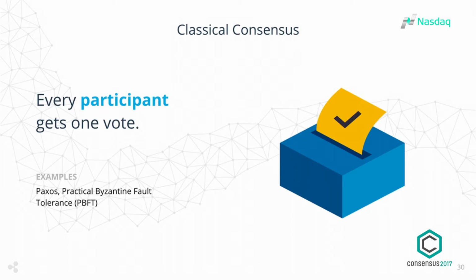Paxos was published in 1989. This is a paper by Leslie Lamport that describes a form of agreement that is very reliable to certain guarantees. And there have been many, many other papers building on top of that. The basic idea is that every participant gets to vote. There are obviously weighted schemes, but the basic idea is that every participant gets to vote.